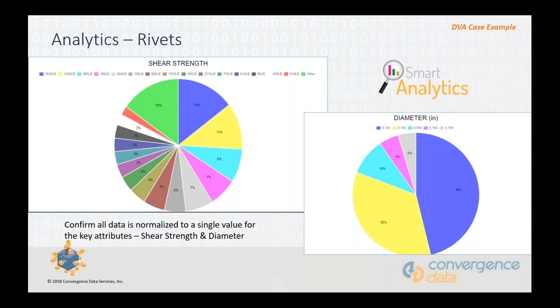And you can see the most popular ones are in the green and blue colors, and the least common ones are the smaller slivers of the pie chart as far as the shear strength goes. And also you can see what the most popular diameters are for the rivets in the graph to the right. So all we're doing is looking at a single parameter or key attribute, running analytics, and putting these reports into these graphs in our DBA report.